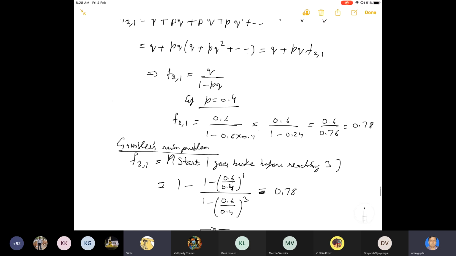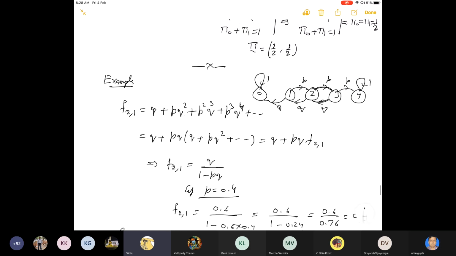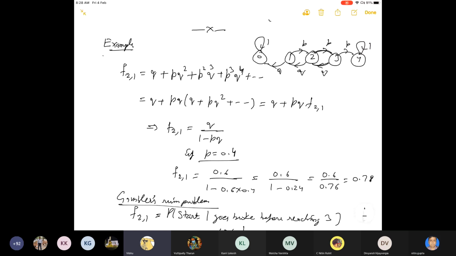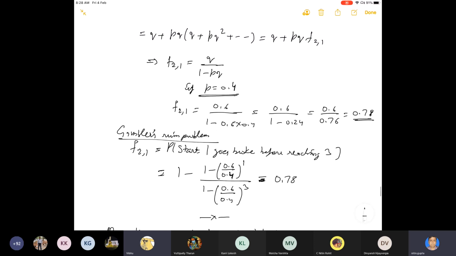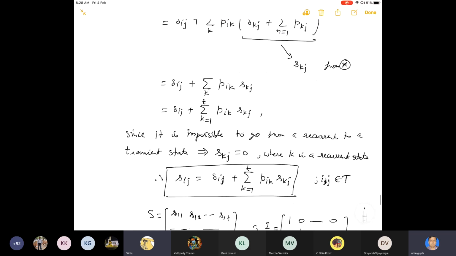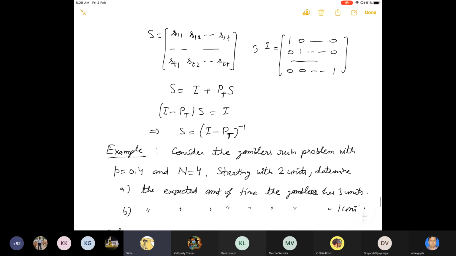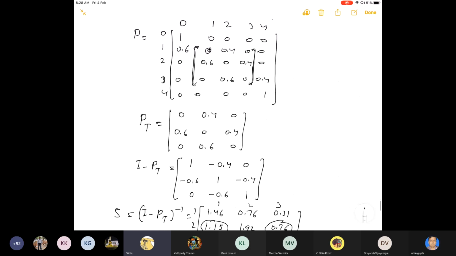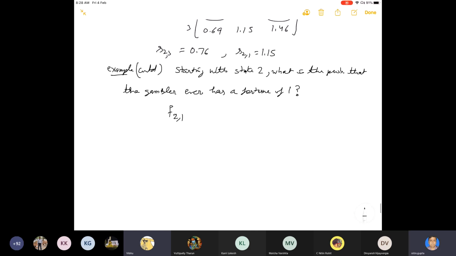So F21 for this example, where P is 0.4. In the last class we did the same example. P we have taken 0.4 here. So F21 is 0.78 from there. Okay, so F21 is 0.78, which we have done already. Can we determine this using the expected number S value?